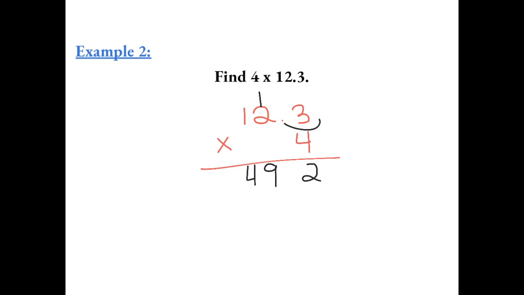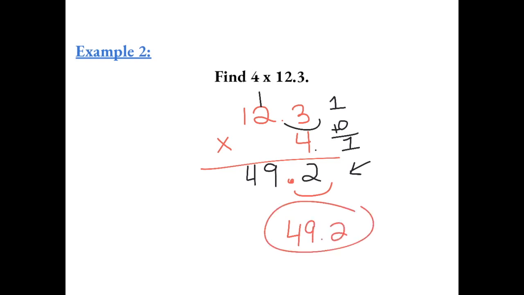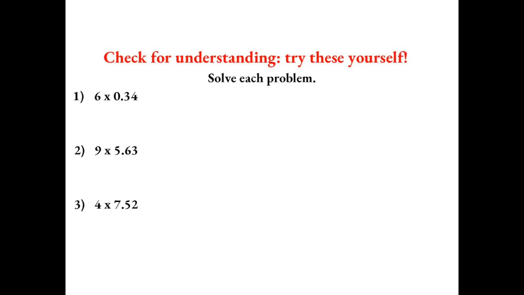Now there's 1 number behind the decimal here, and there's 0 numbers behind the decimal here. So that means our answer should have 1 number behind the decimal. So I'm going to move the decimal over 1 place, and our final answer is 49.2. Pause the video here and try these yourself, then resume the video to check your answers.